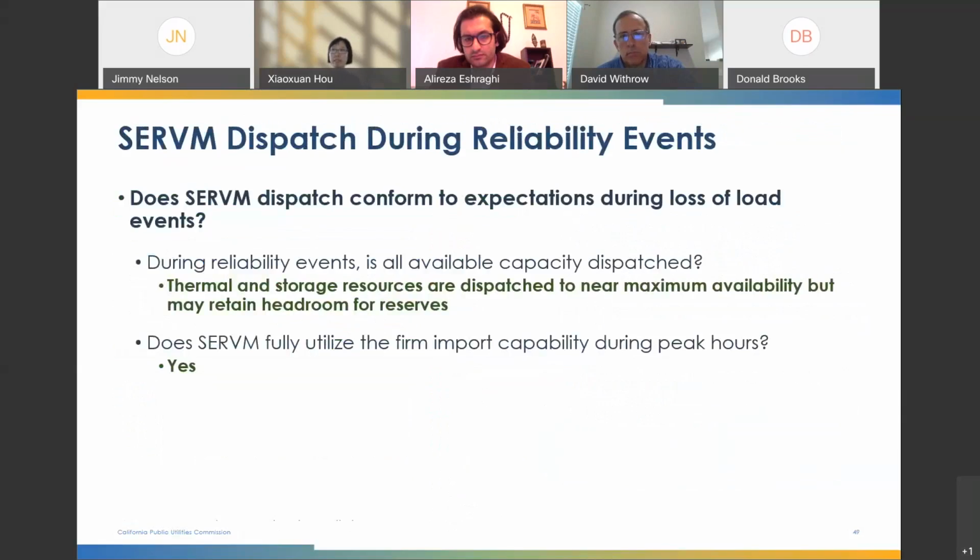Now going into the second question, zooming into the loss of load events, we saw that during the loss of load events, SERVM is fully utilizing the available reliability resources. There is a little exception for the resources used to provide operating reserves, but other than that, we're seeing most resources are being used. Next slide.